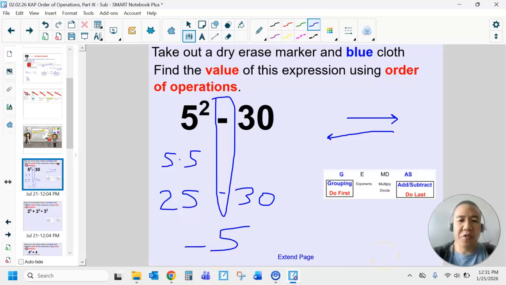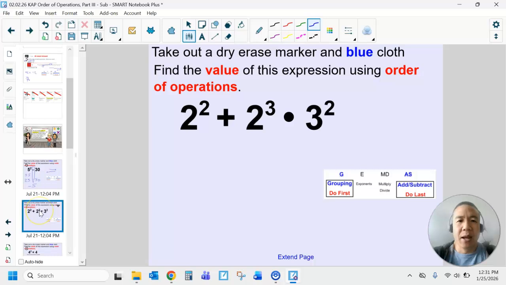Now it's time for you to try it on your own. Please copy this onto your desktop. Pause the video and we'll go over it shortly. Welcome back. So let's begin.